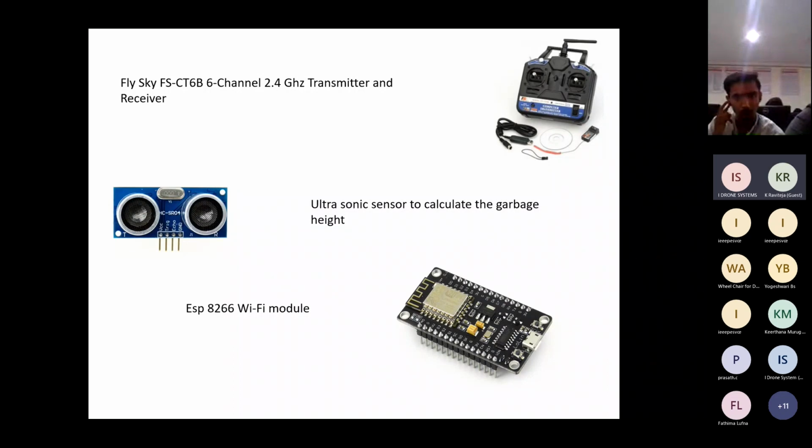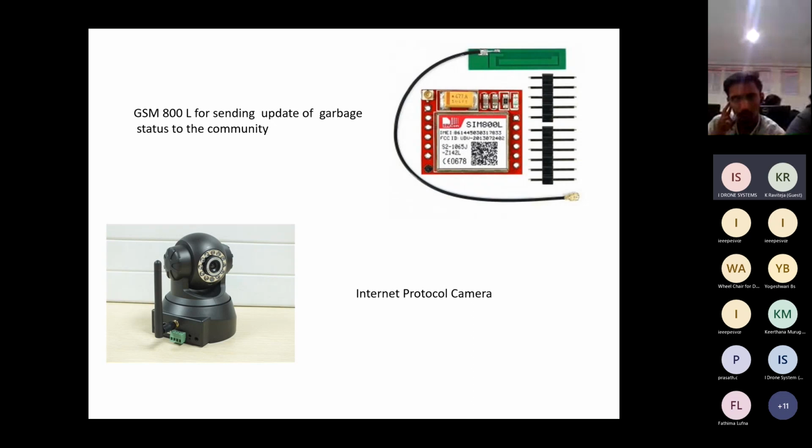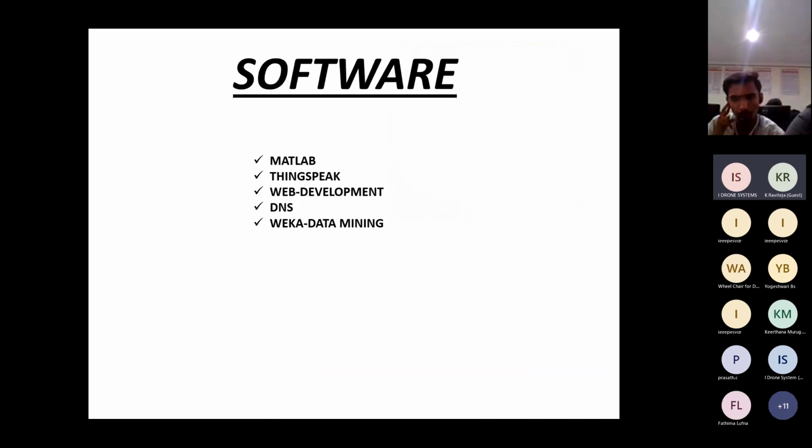NodeMCU is the setup we will be using in the dustbin for communication with our cloud. And we'll be using a GSM module in the dustbin to send messages to the household colony people. And a portable camera is used on our drone to visualize things in our colonies.